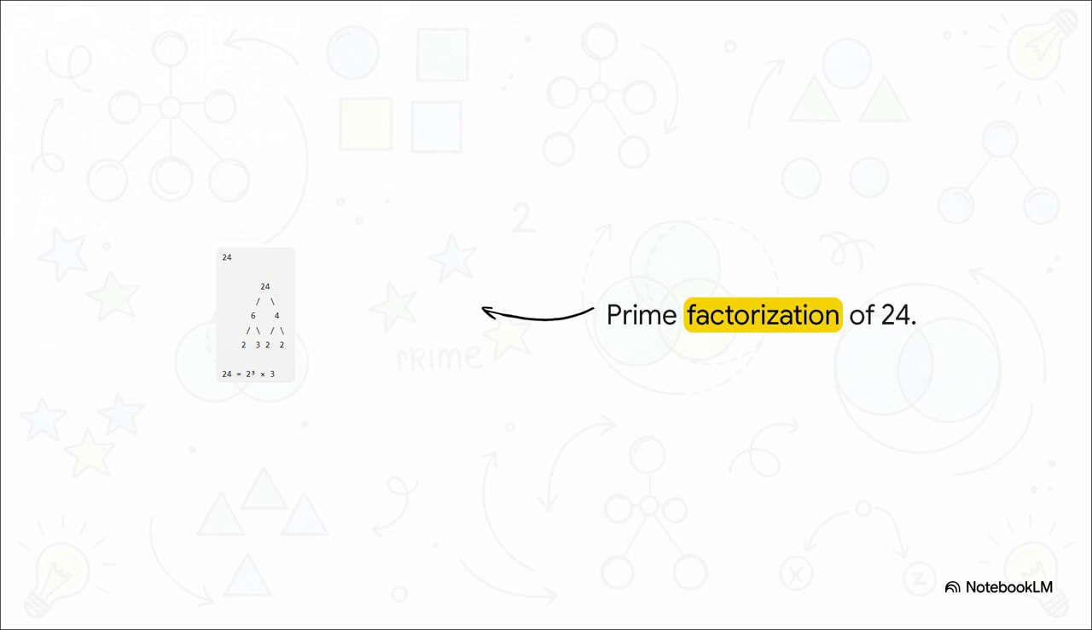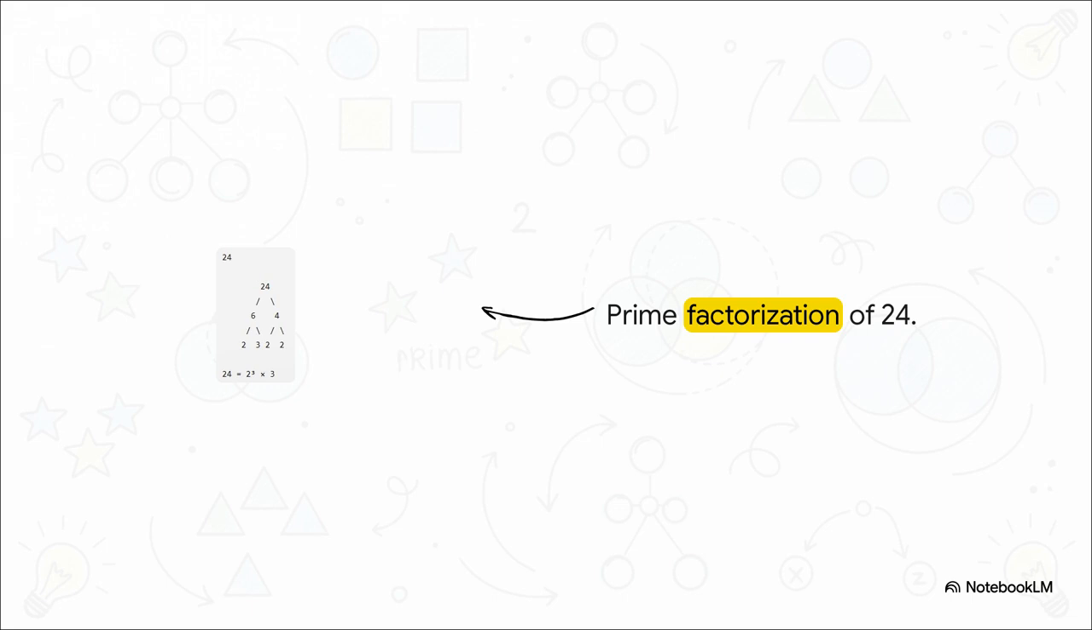What two numbers multiply to make 24? Well, 6 and 4 do the trick. So we draw 2 branches down to 6 and 4. Now, neither 6 nor 4 are prime numbers, so we just keep branching. The 6 splits into 2 and 3. The 4 splits into 2 and 2. And suddenly, we can't go any further. 2 and 3 are prime. We have literally hit bedrock.